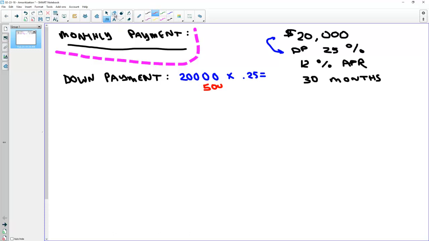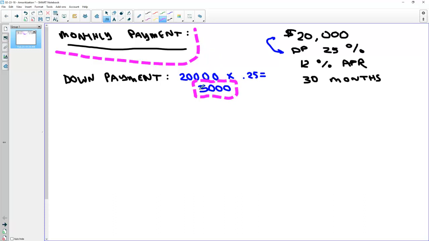Actually, no, I don't want to use that color because that's going to confuse you. Okay. I know what I'm going to do. It's been a while since I've done this. Okay. So this is going to be 5,000. So that's the down payment. So we'll say that this is the first answer. Okay, that's the first answer.